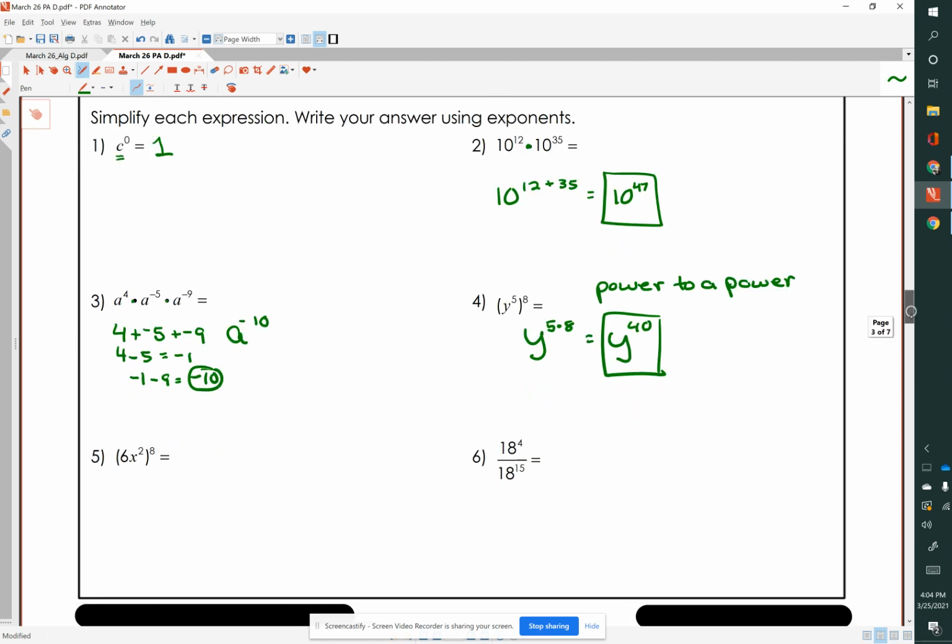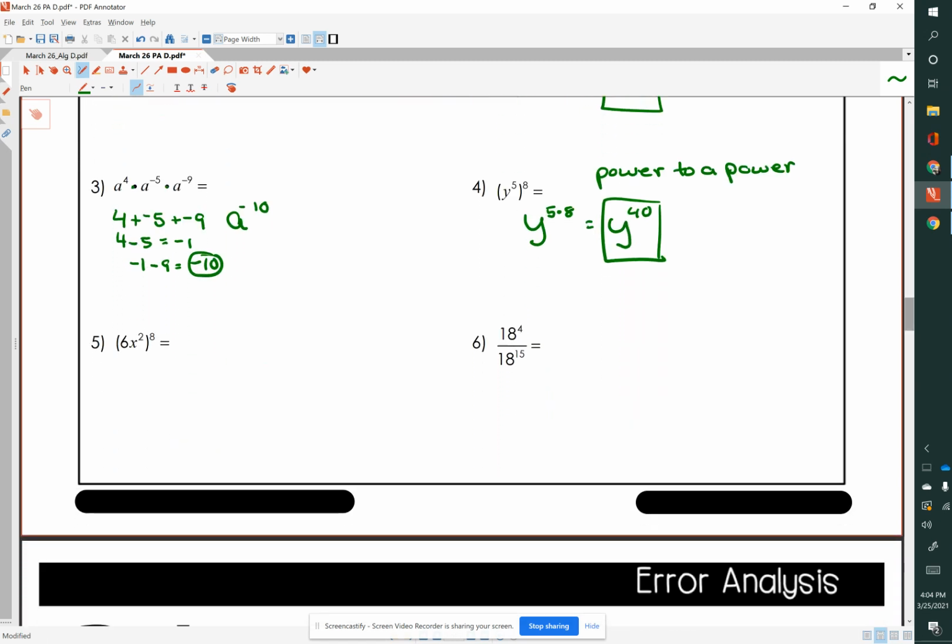And then number 5, again, we have power to a power, but I want to point out that this exponent of 8 outside parentheses applies to everything in the parentheses. So we have to multiply it by the 2 with regard to the x, but we also need to multiply it by the invisible 1 next to the 6. So 6, 1 times 8 is 8, and x, 2 times 8 is 16.